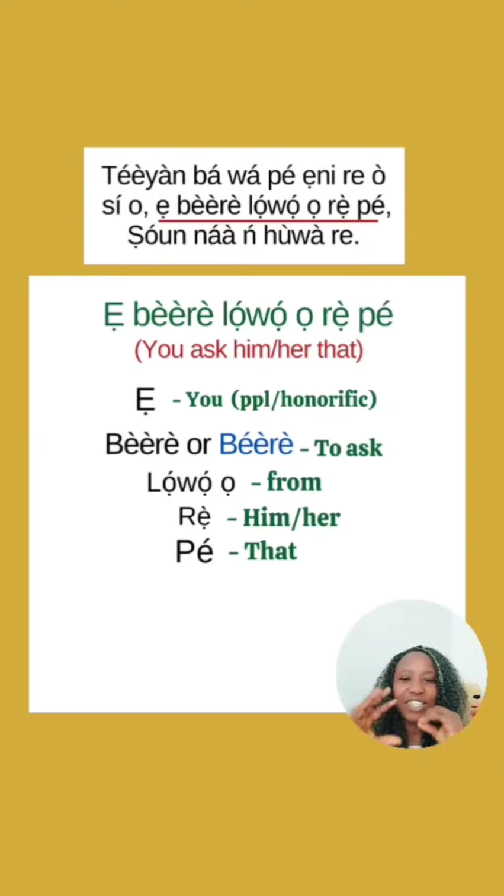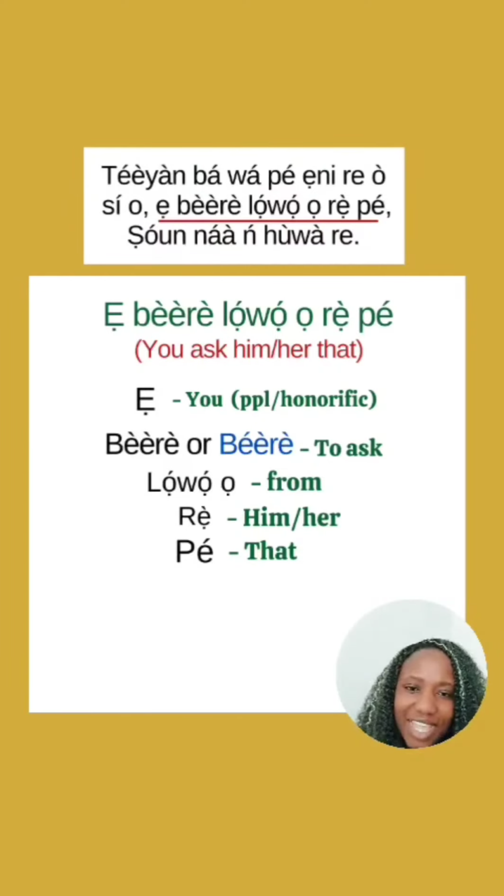Can you see the difference in the way I pronounce them? Bere, to ask. Bere, to start. I'm going to do a short video on that one and I'll upload it so you can see the difference. They sound the same, but the spelling is different. It can also mean to bend, to bend forward, or to bend low. So bere can mean that as well.